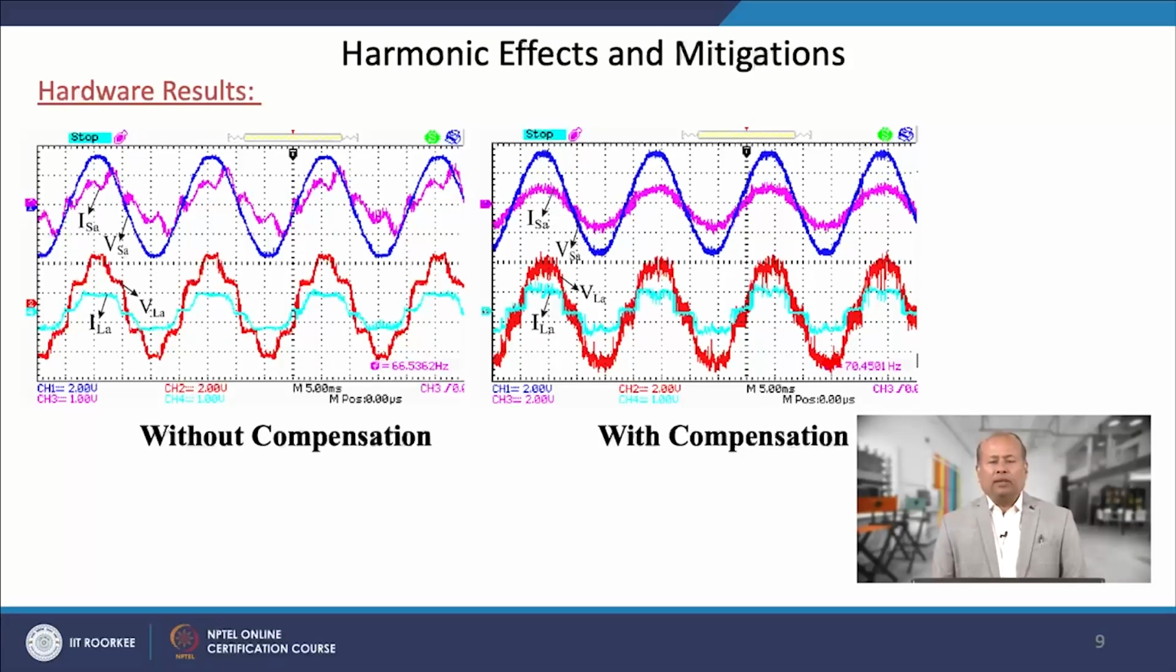For the figure with compensation, the source current is sinusoidal for the same nonlinear load conditions. It is due to injection of the counter harmonics by the shunt active filter. In this case, the performance under grid voltage fluctuations is shown clearly with nonlinear load conditions.